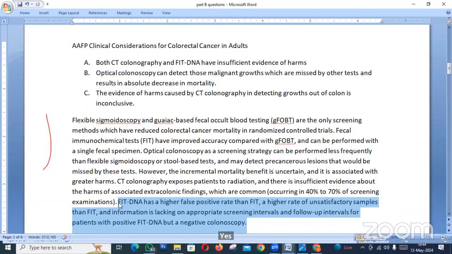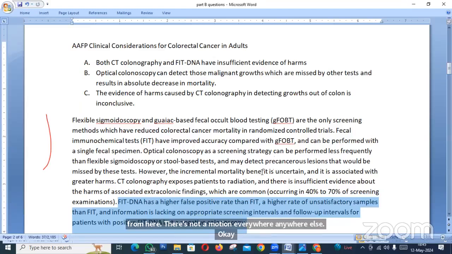So CT colonography has insufficient evidence of harm, that is given, but FIT DNA having insufficient evidence of harms is not given. It is just insufficient evidence about the screening interval and follow-up interval, and unsatisfactory samples. So you have to find here, your keyword is FIT DNA. FIT DNA starts from here. It is not mentioned anywhere else. So it's not given here.